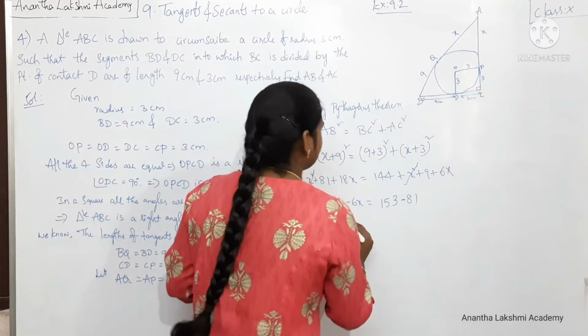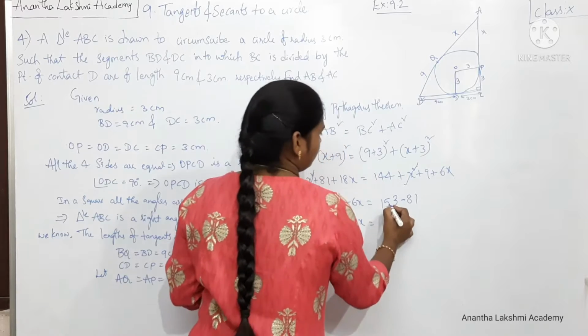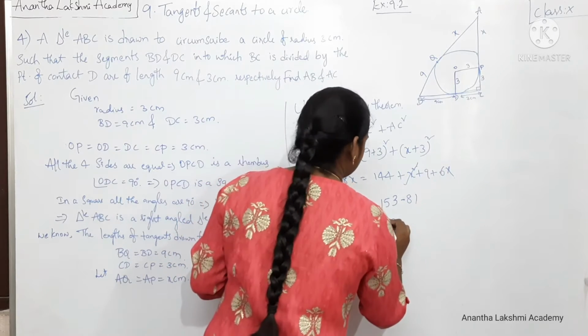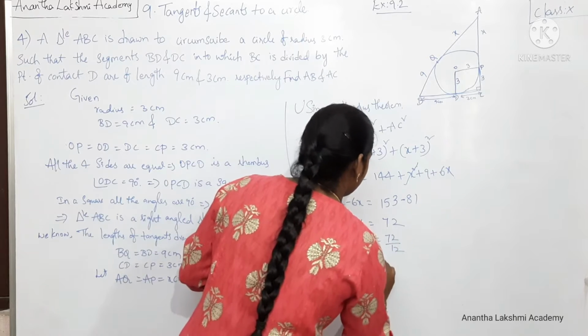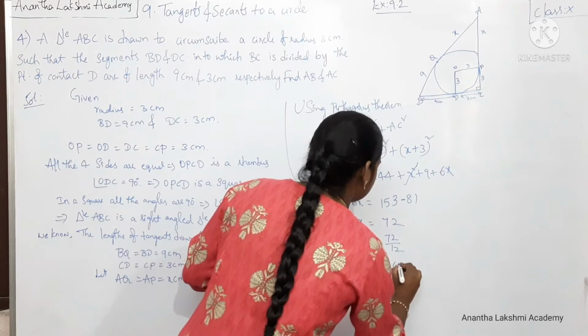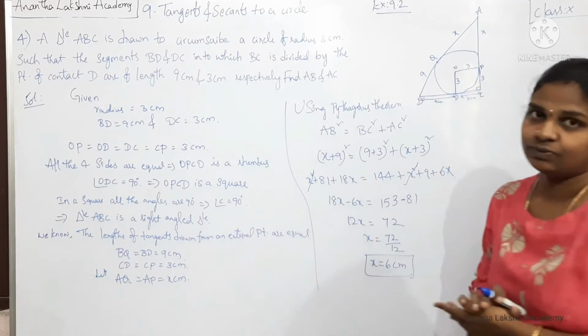So 18x minus 6x is 12x, is equal to 153 minus 81, which is 72. X is equal to 72 by 12, which is 6 centimeters. Isn't it? 12 sixes are 72.